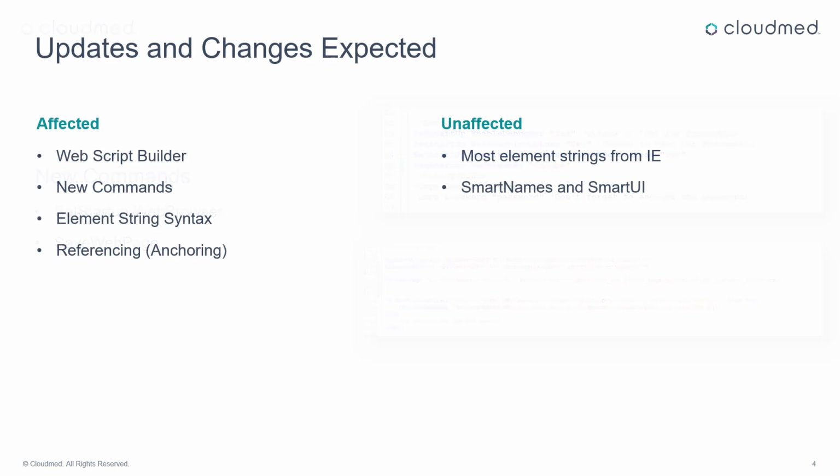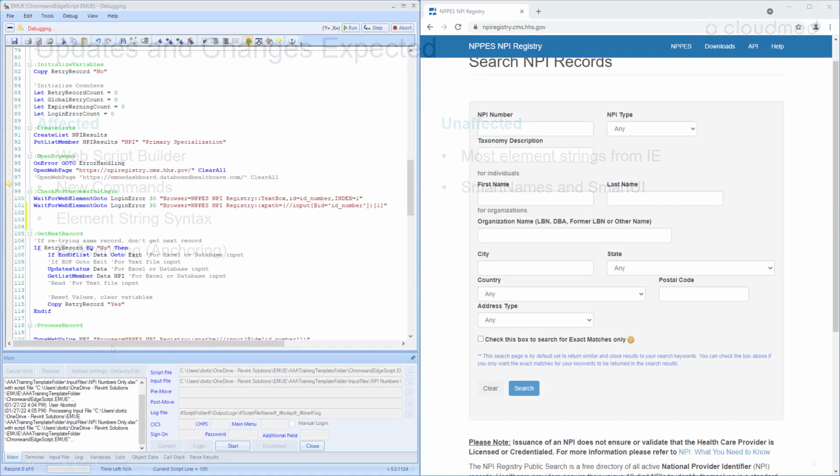We can also expect that the element string syntax and some referencing is going to change. So how we anchor on element strings and also the strings themselves. For Chrome and for Edge, we use XPath instead of our usual element strings. So that's kind of how they'll change, and we'll link additional resources that discuss that in a little bit more detail later on. So here's a brief example of what those element strings are going to look like.